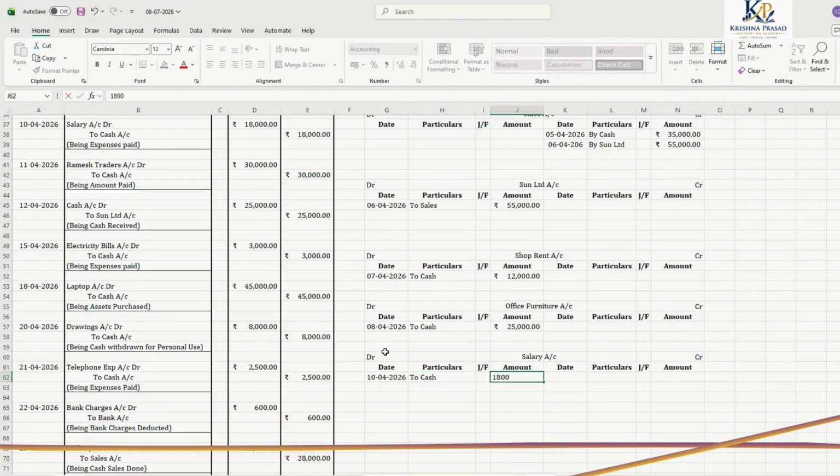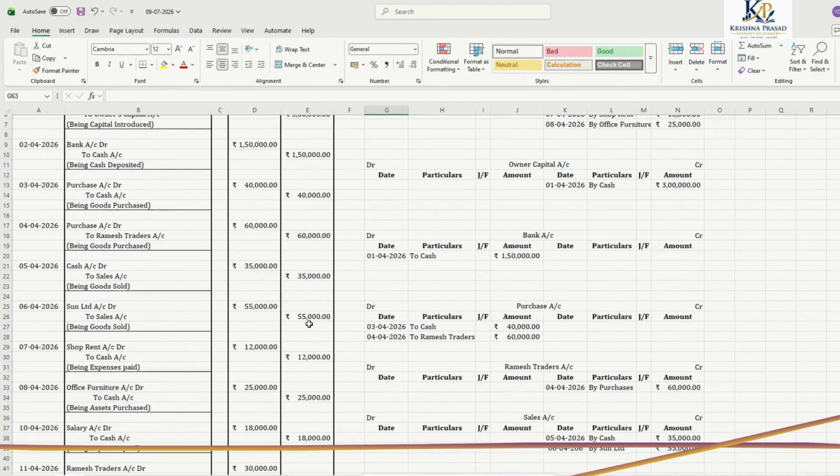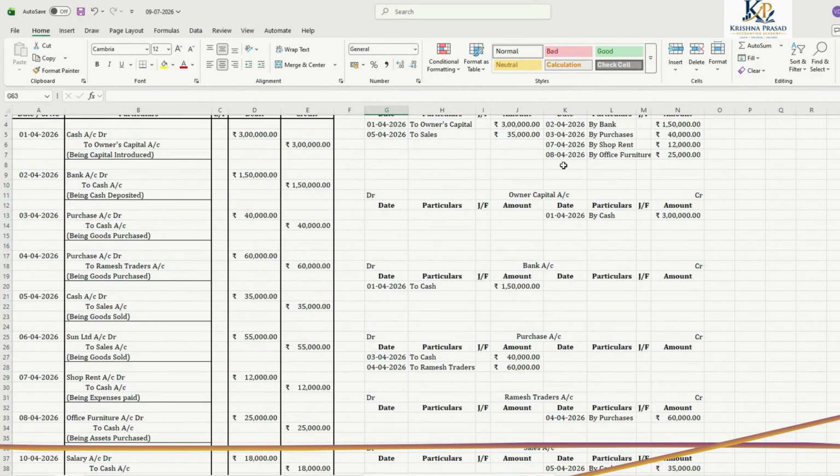To cash 18,000. And coming with the cash, it is on the credit side. We need to enter on the opposite side. By salary 18,000.